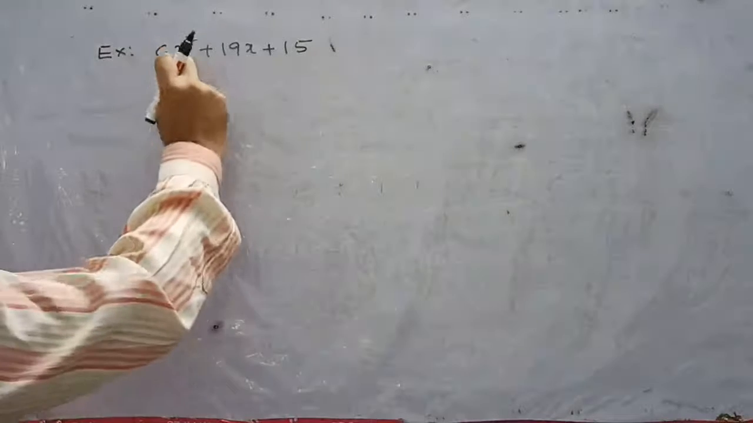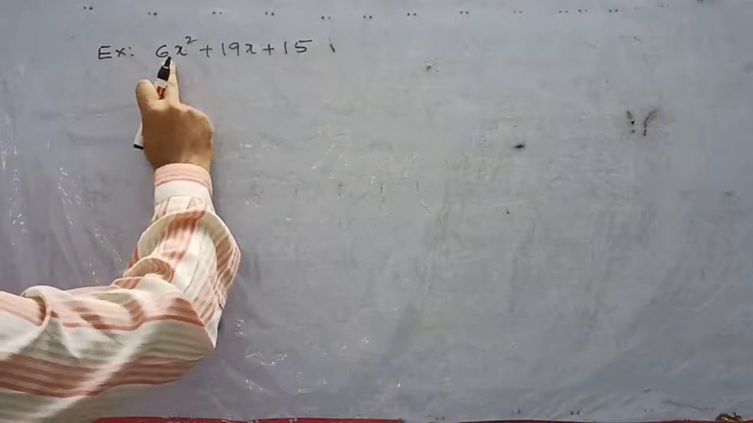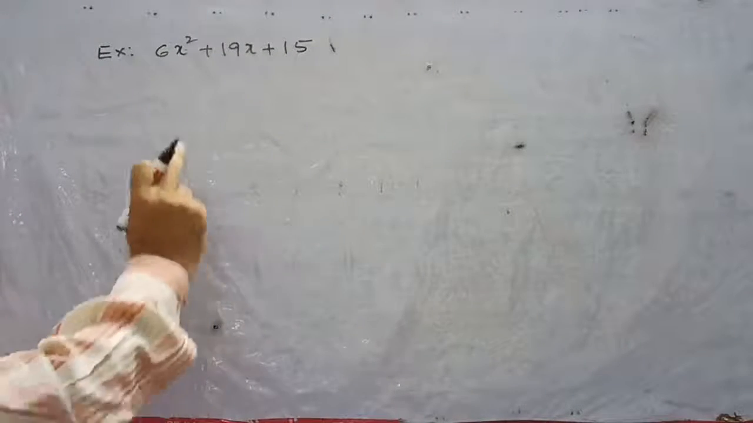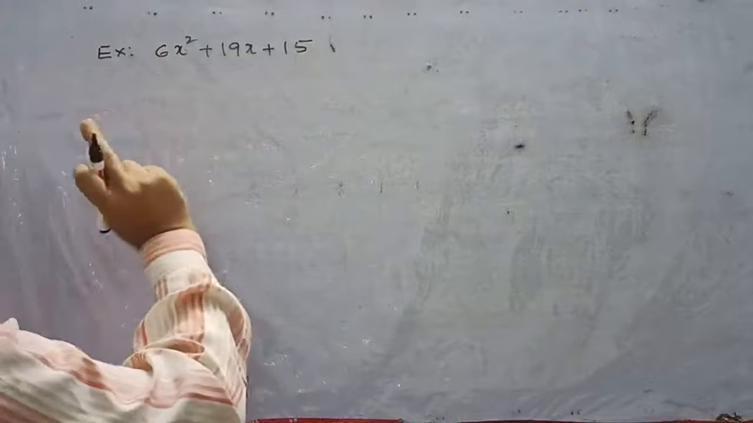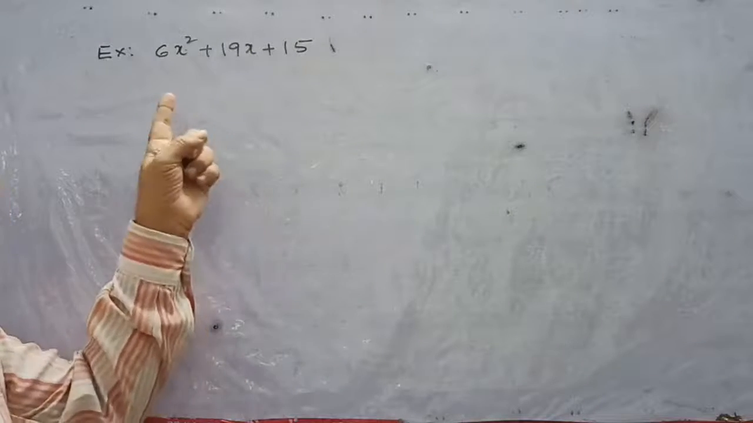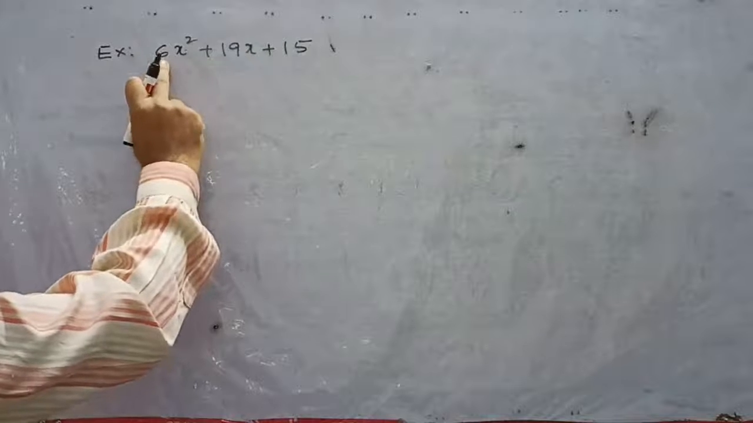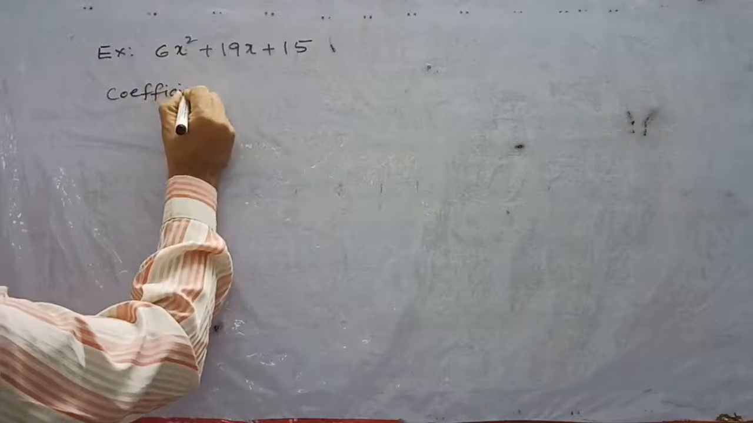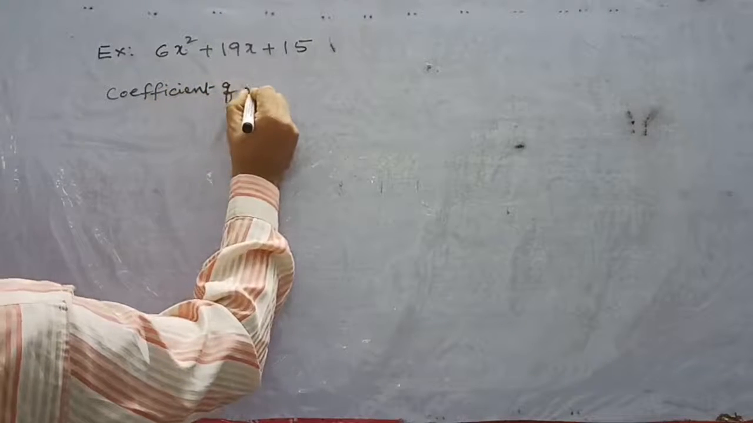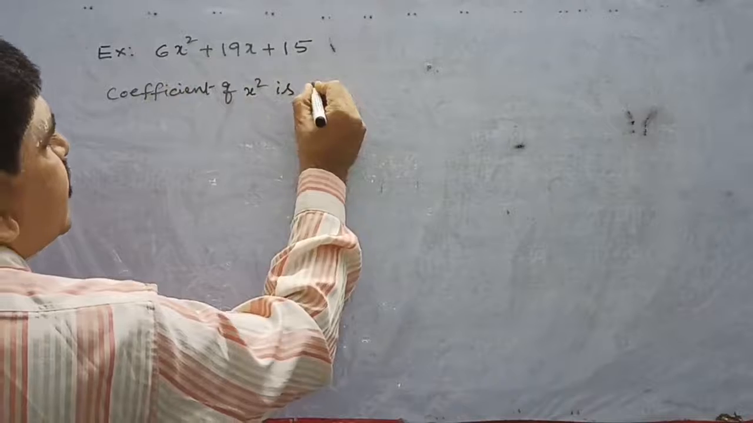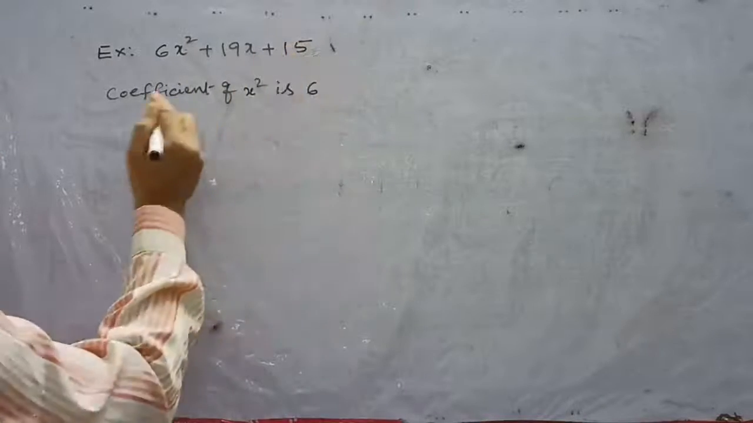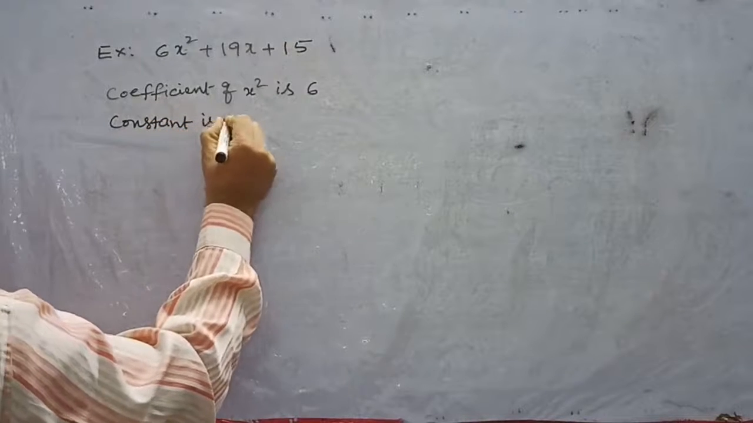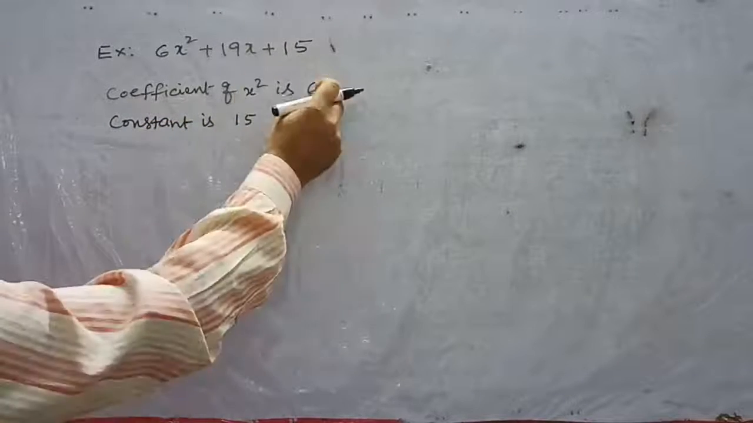Next question, find the factors of 6x square plus 19x plus 15. Now, first, what is the first condition? Write the quotient of x square. What is the quotient of x square here? 6. The quotient of x square is 6. Next, the constant is 15.